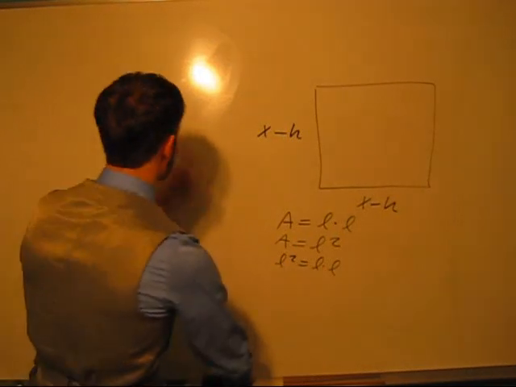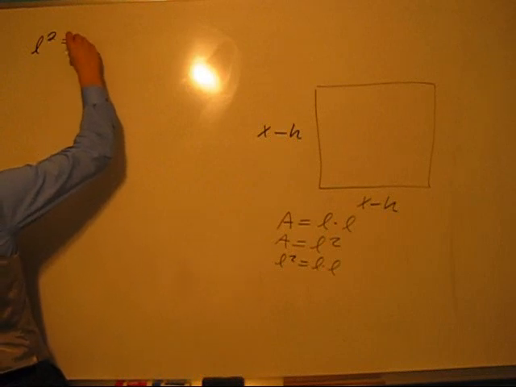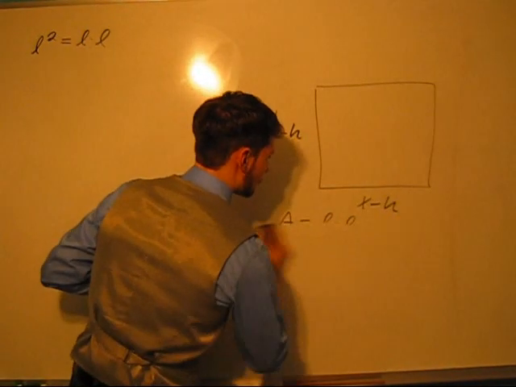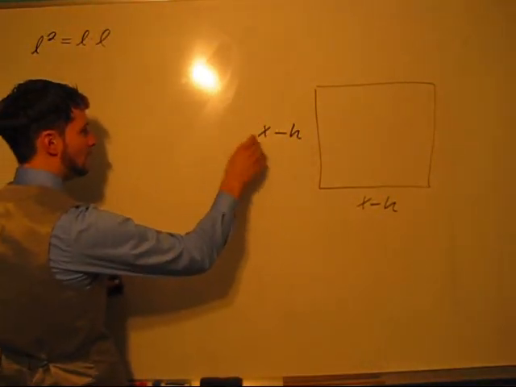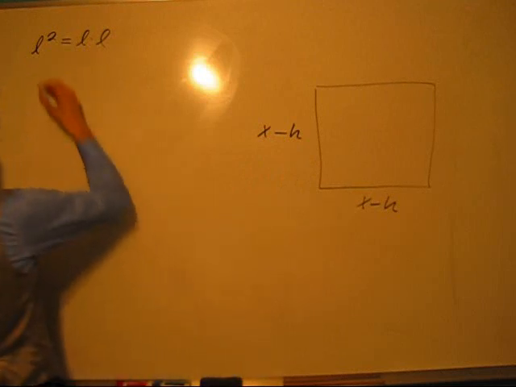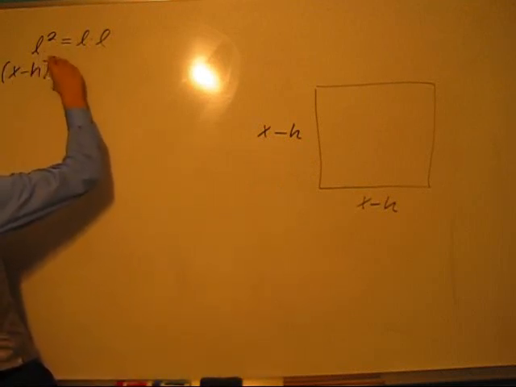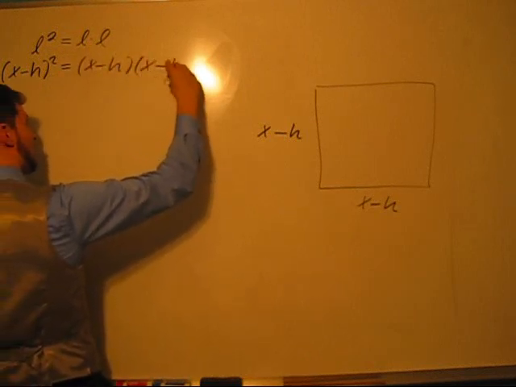let's write this expression up here so we have a little more room to work with. L squared equal to L times L. If we substitute the definition of L, which is said to be equal to x minus some constant h, we would observe that now this is of the form x minus h squared equal to x minus h times x minus h.